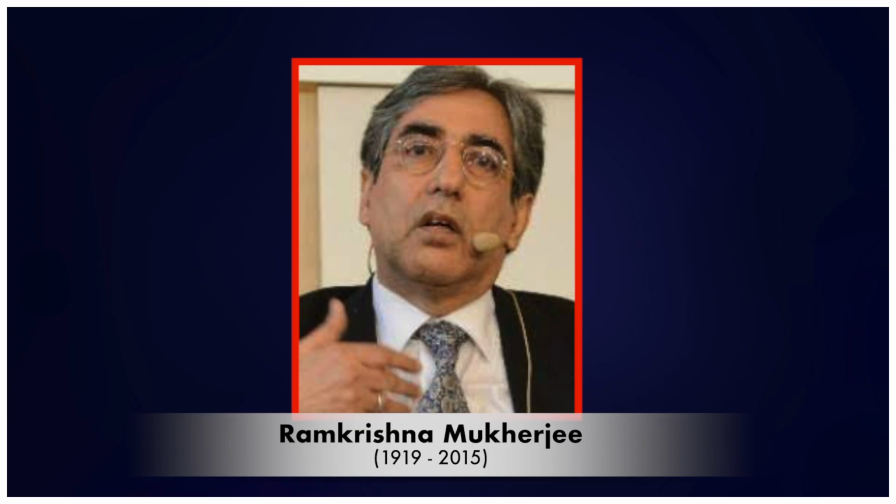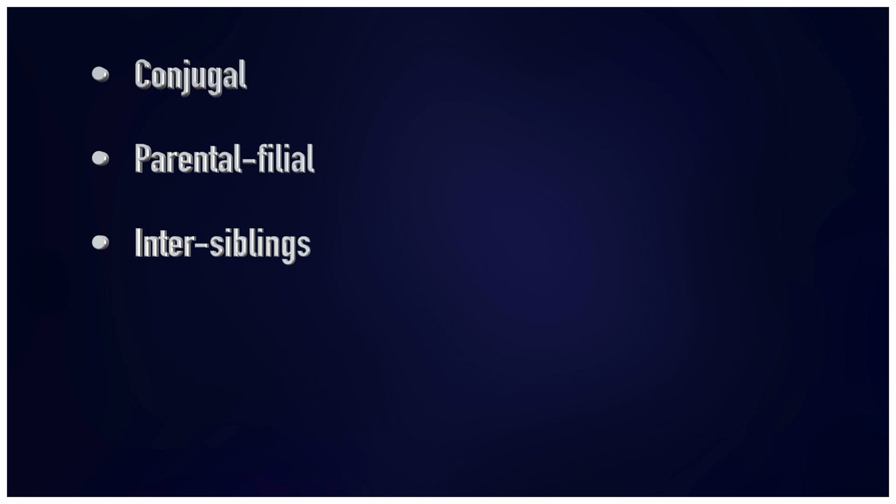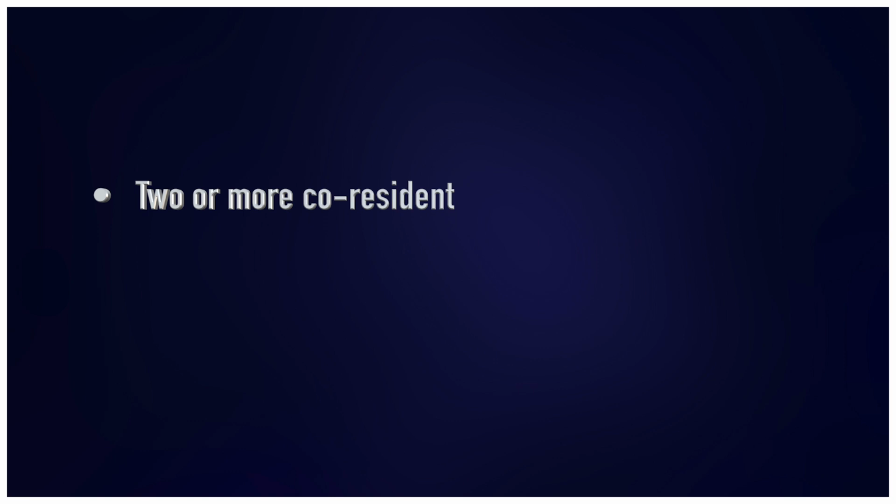Ramakrishna Mukherjee, while giving 5 types of relations, that is conjugal, parental filial, inter-siblings, lineal and affinal, has maintained that a joint family is one which consists of one or more of the first 3 types of relations and either lineal or affinal relations among the members. A joint family is a multiplicity of genealogically related nuclear families, joint in residence and commensal relations and functioning under one authority. It has also been defined as 2 or more co-resident and commensal kinship units.